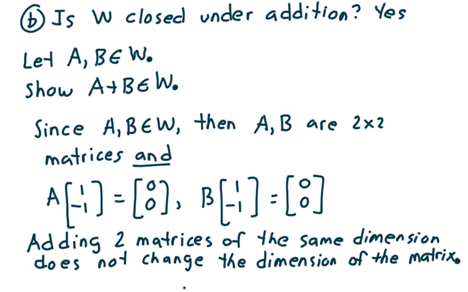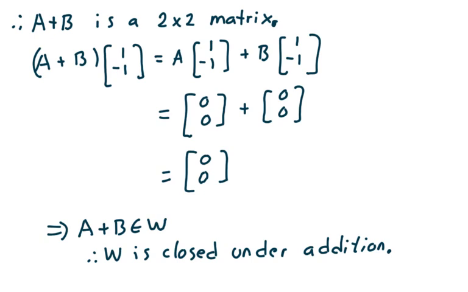Since A and B belong to W, A and B are 2 by 2 matrices, and if I take A and multiply by the column vector 1, negative 1, I get the column vector 0, 0. And if I take B times the column vector 1, negative 1, I also get the column vector 0, 0. Now, adding two matrices of the same size or same dimension does not change the dimension of the matrix. And so what that tells me is A plus B is a 2 by 2 matrix.